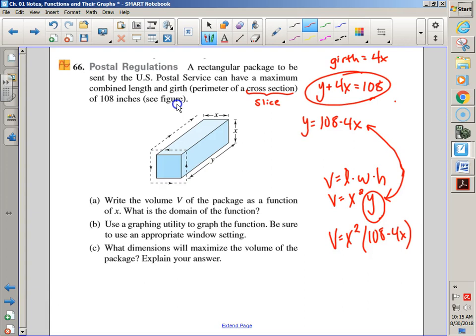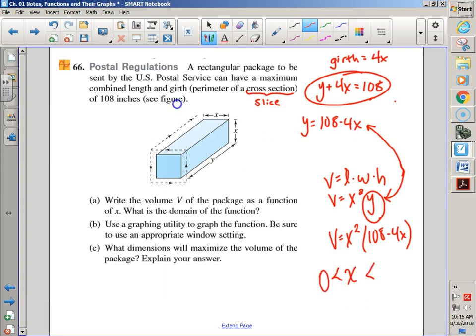So think about it this way. x can't be 0. There's no box. x can't be negative. We have like a black hole. Just kidding, not really, but we don't have a box. What's x need to be? Greater than 0.